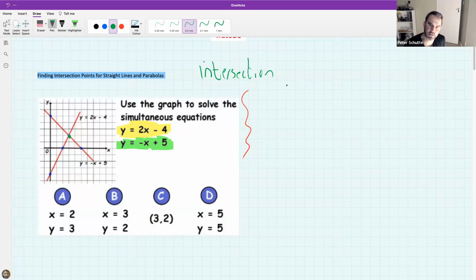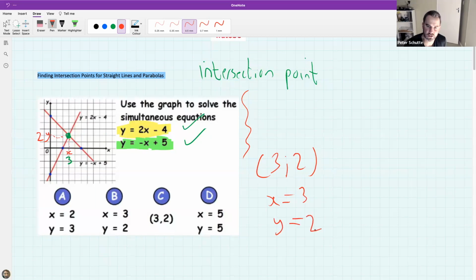So the intersection point of two graphs will be the simultaneous solution. It's where their x and their y are equal. So wherever that x is and whatever that y is will be the answer that satisfies both of these equations at the same time, or simultaneously. And from what I can see on the graph, this, so 1, 2, 3, x should be a 3 and y should be a 2. Or in coordinate form, the answer should be 3, 2, or x is 3 and y is 2.